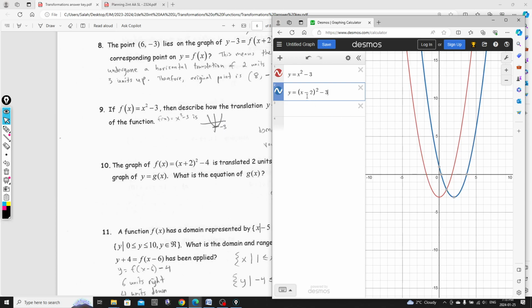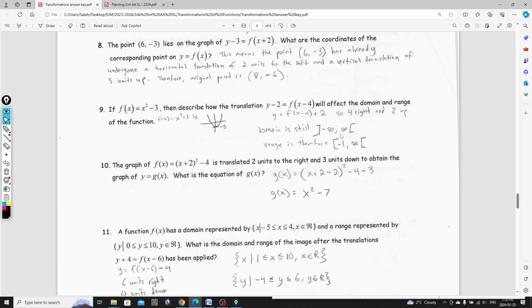So we can actually see that this horizontal shift obviously isn't going to affect our domain, because these parabolas, whether they're 3 units to the right or not, or sorry, 2 units to the right or not, doesn't make a difference. They're still going to be going up and to the left forever, and they're still going to be going up and to the right forever. So your domain isn't going to change. Your domain is still going to be from negative infinity to infinity, excluded on both ends.